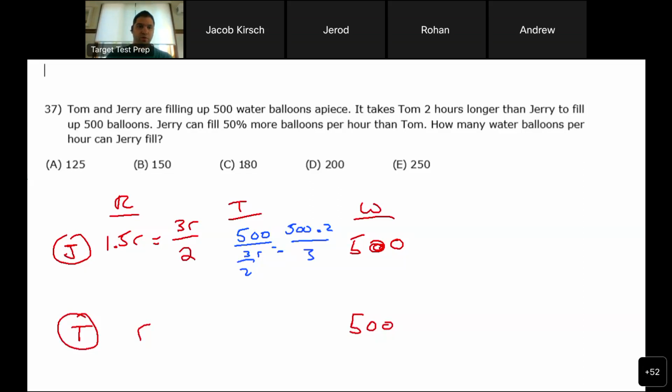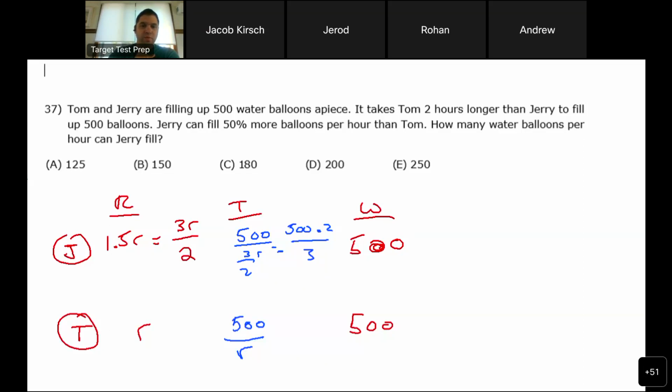Now, the other person, of course, is Tom, and he is 500 over R. So the thing is, we need to account for who is the slower person in this particular instance, right? Because the fact is that we need to be well aware of where we're adding in our given equation.